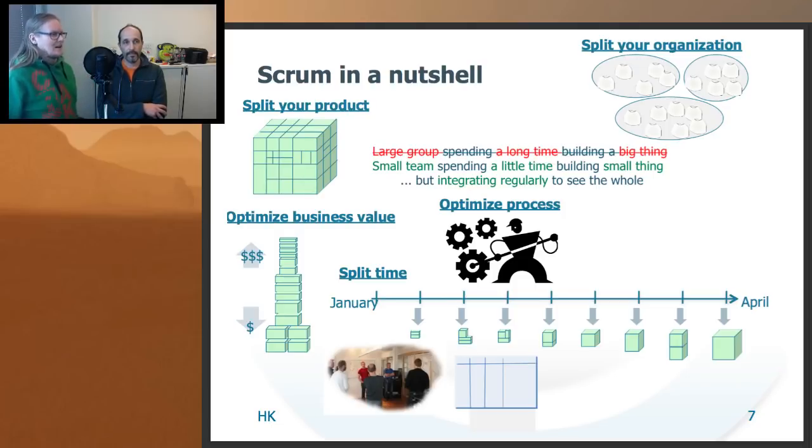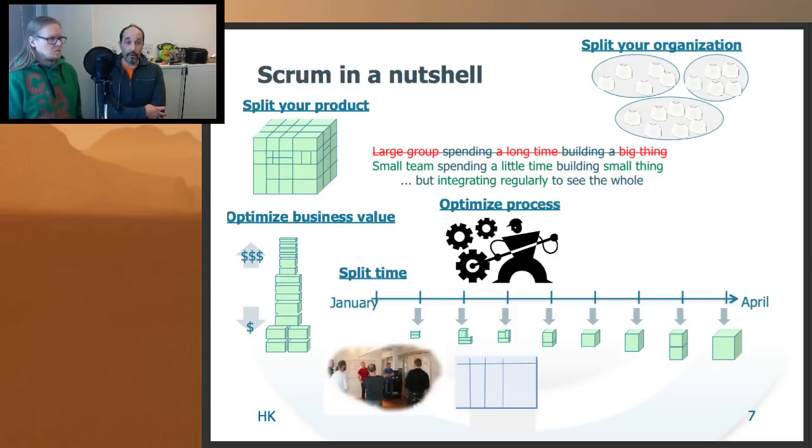So, Scrum in a nutshell. One way of briefly understanding what Scrum tries to achieve is that it basically splits everything into small pieces. If you look at the slide, in one corner you have split your organization, which means that Scrum always uses pretty small teams. Something around 7 is the maximum that really works. So it's an intimate small team.